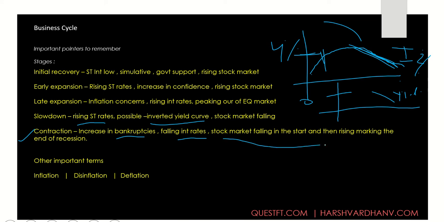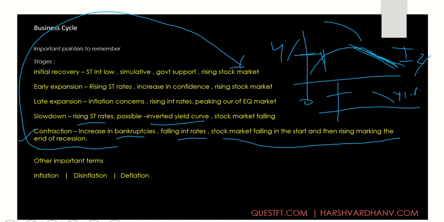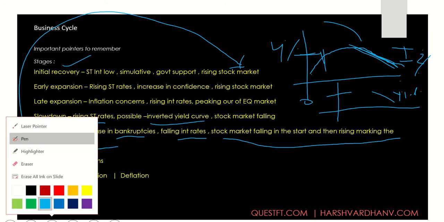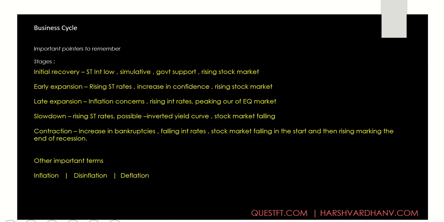The stock market is falling at the start, and then a rising market marks the end of recession. Rising marking the end of recession means the economy will move back to the initial recovery from where we started. So that's pretty much about this entire business cycle.